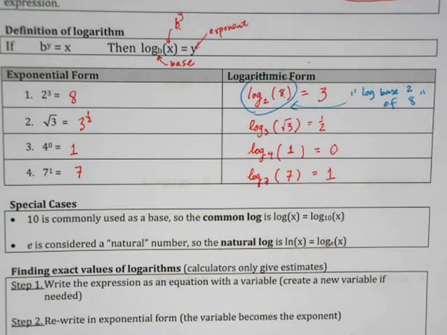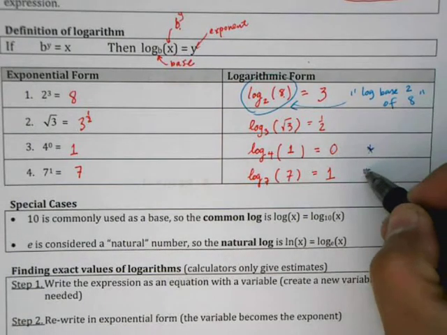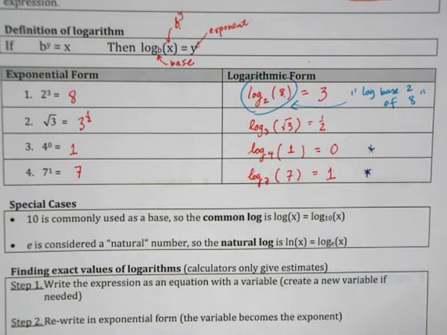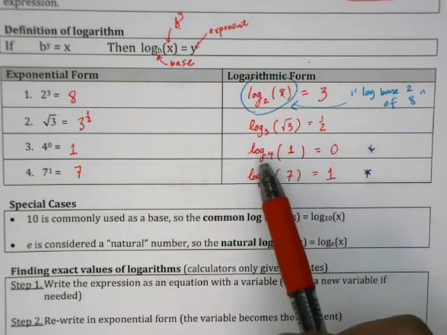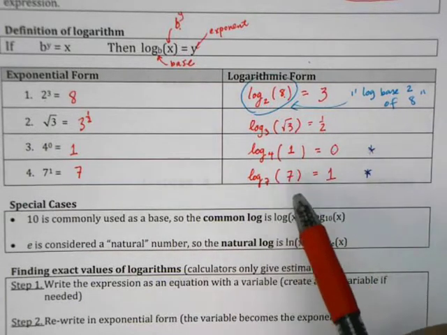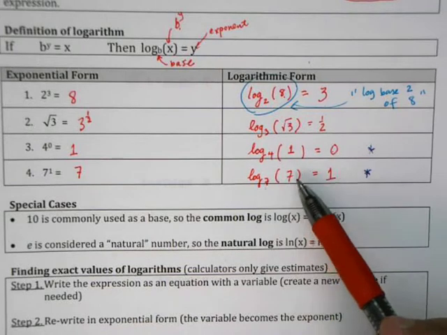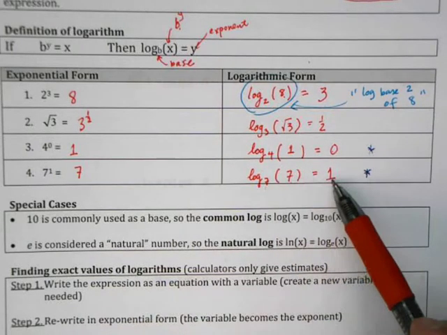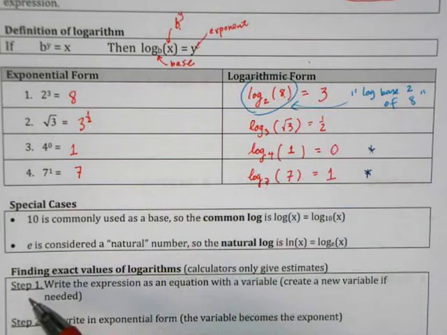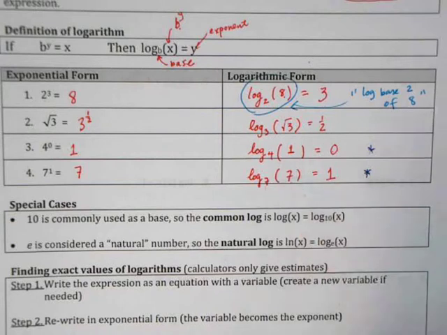And these two scenarios here are some interesting cases that we're going to revisit later on when we deal with properties of logs. But you can sort of see that the log of 1 is always 0. It doesn't matter what the base is. And whenever the base and the expression in the parentheses are the same, the answer is going to be 1, because you're really just saying something to the first power is equal to itself. So 7 to the first power is equal to 7.